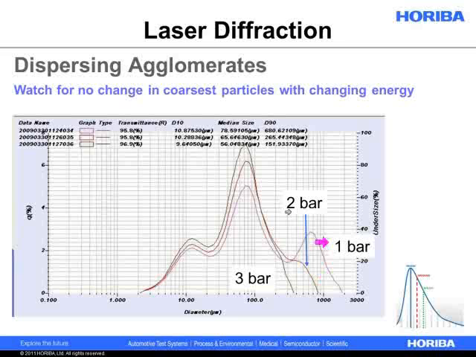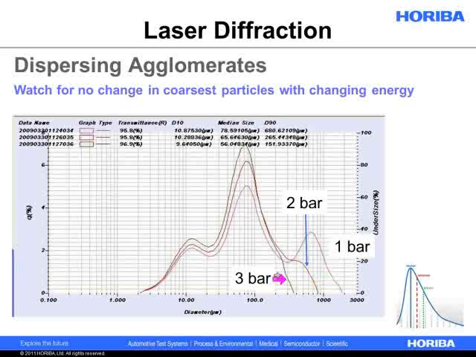We measured first at 1 bar, then at 2 bar pressure, and we get the middle graph here, and then finally at 3 bar pressure. And now we get these 3 different results, and you want to know which is the most accurate result, or maybe the most well-dispersed result. And it seems fairly clear that the 3 bar result is probably the best dispersed. And the reason I say that is because as we increase the dispersion energy, the coarsest particles disappeared.